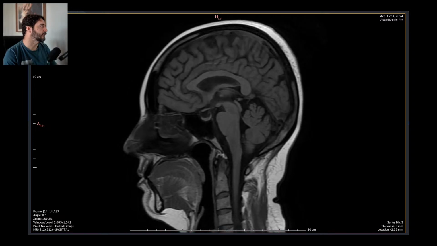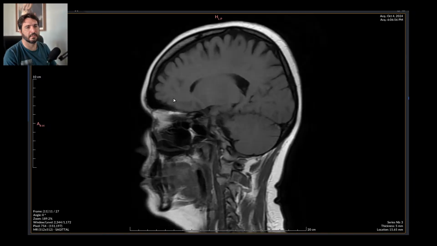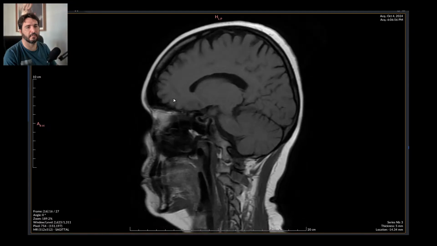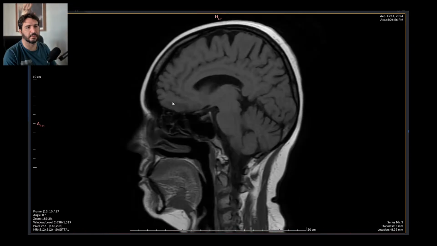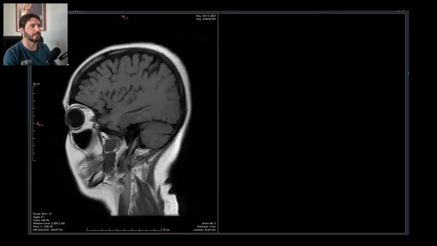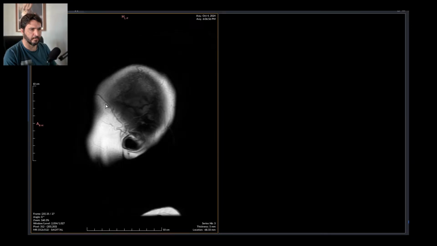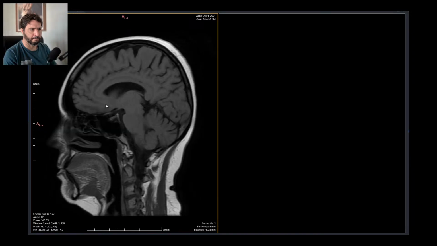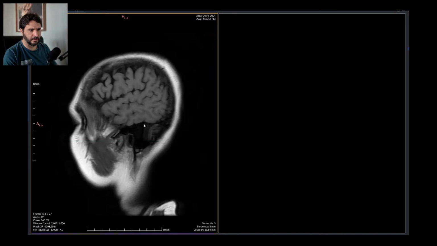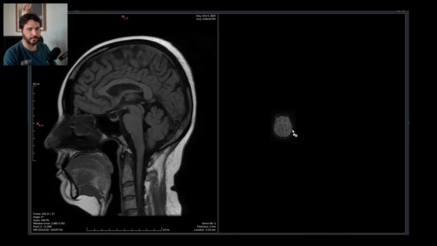Sagittal T1. This is a female, 41 years of age. This is a contrast enhanced MRI scan of the brain. And we have, I don't know, it says nothing. I'm supposed to guess. So let's guess why this scan was performed, because there is no clinical history. Pituitary gland is a bit smaller than usual, but it's okay for 41.